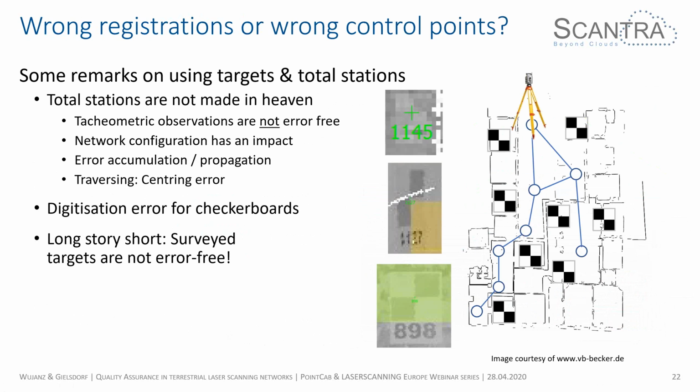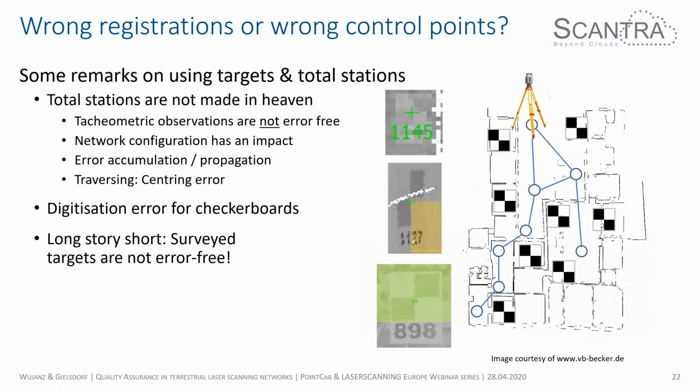Just as every sensor on the market, they all have, of course, errors. And in the case of tachymetric observations, the network configuration has an impact on the outcome. They're all subject to error accumulation, which we could compute using error propagation. And there are other errors involved in the measurement process. For instance, if you survey one of these checkerboard targets, you have to switch into the reflectorless mode. If you survey a prism, you switch modes, and they have different accuracies.